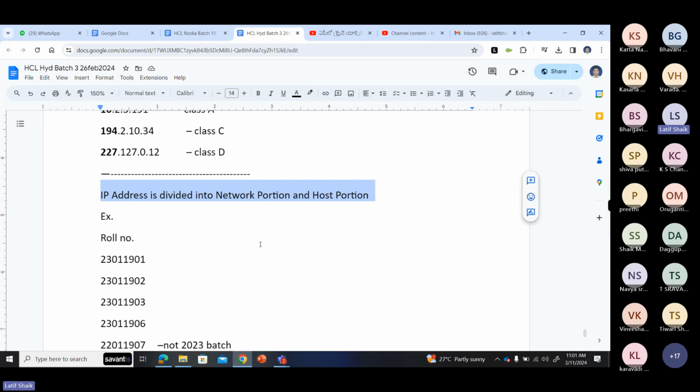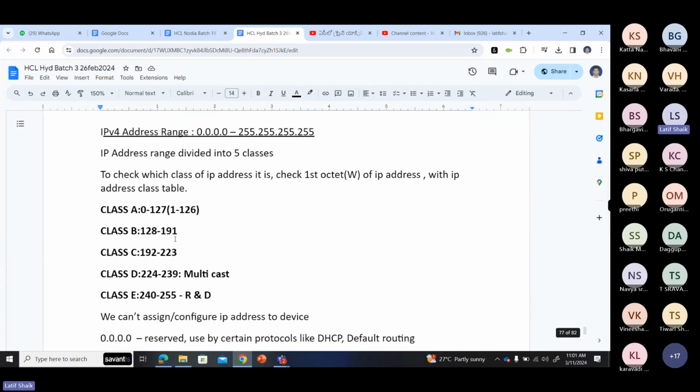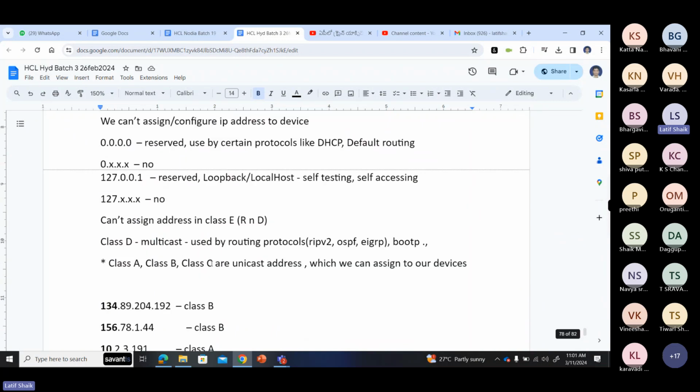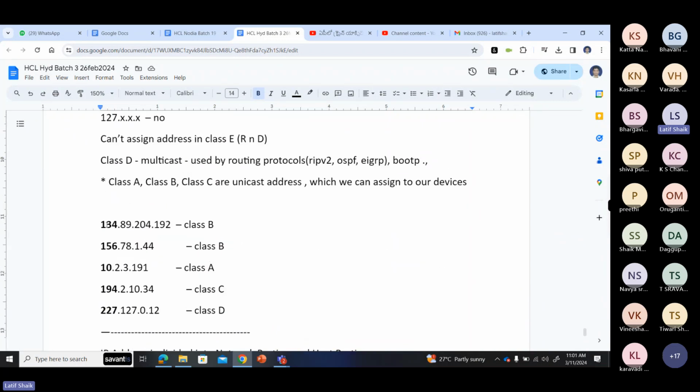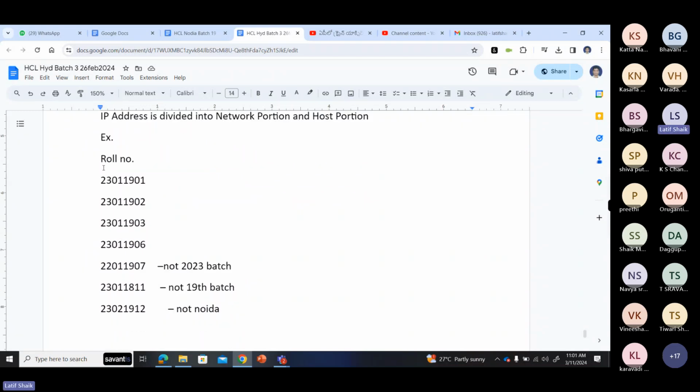An IP address is divided into network and host portions. Whatever IP address we are using, Class A, Class B, Class C only, we have to talk about those. You take an IP address, it has two parts. One is a network part, another one is a host part. This is for our understanding purpose.